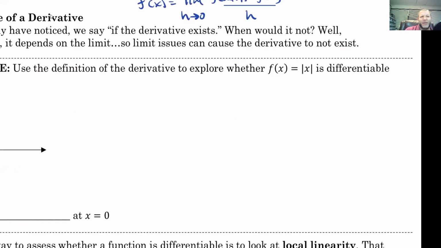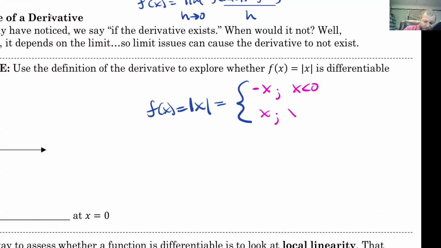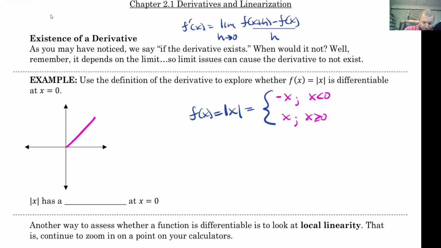There are two ways of doing this. Let me do it the easiest way. We saw that the absolute value of x was a piecewise function. It was negative x whenever x was less than 0, and positive x whenever x was greater than or equal to 0. And we know that that gives us the familiar V-shape. There we go, so here's our absolute value.